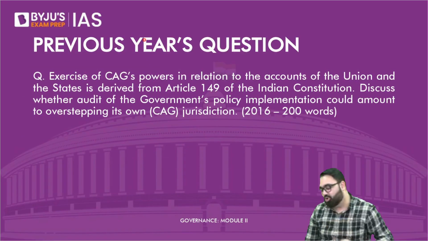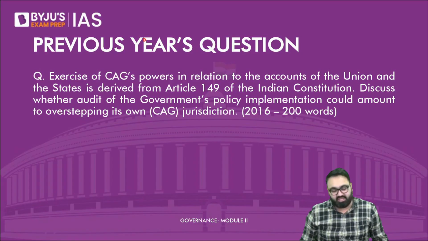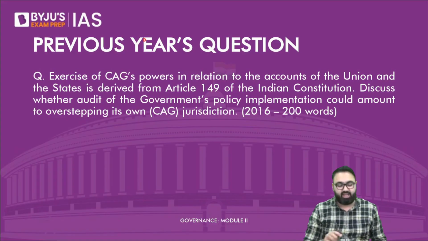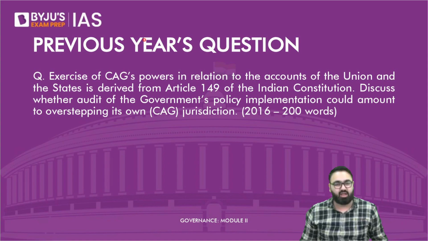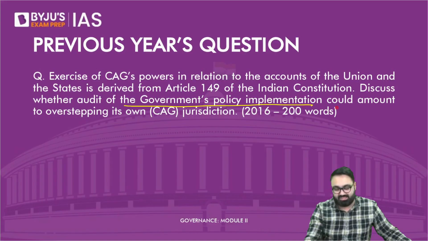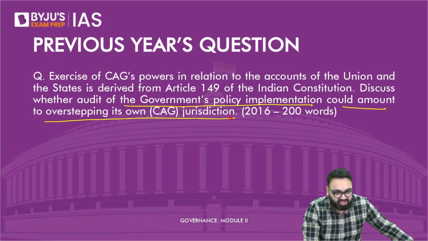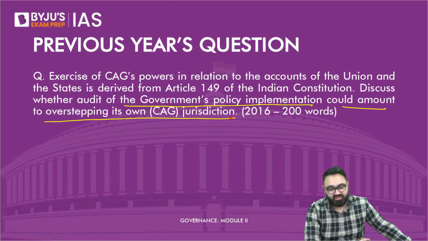Then we have one more question that was asked in 2016 on the CAG. The question is: the exercise of the CAG's power in relation to the accounts of the Union and the states is derived from Article 149 of the Indian Constitution. Discuss whether audit of the government's policy implementations could amount to overstepping its own jurisdiction. Now listen to this very carefully.